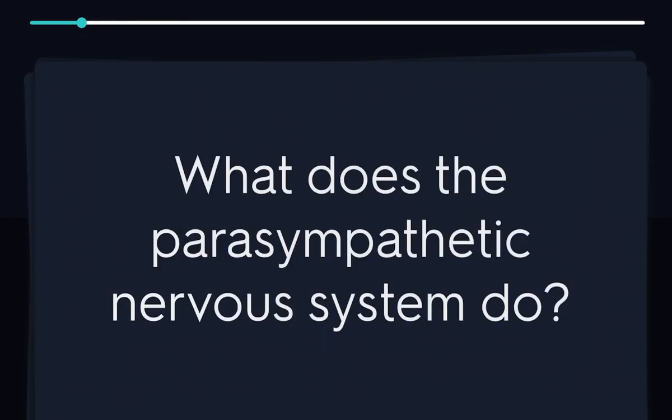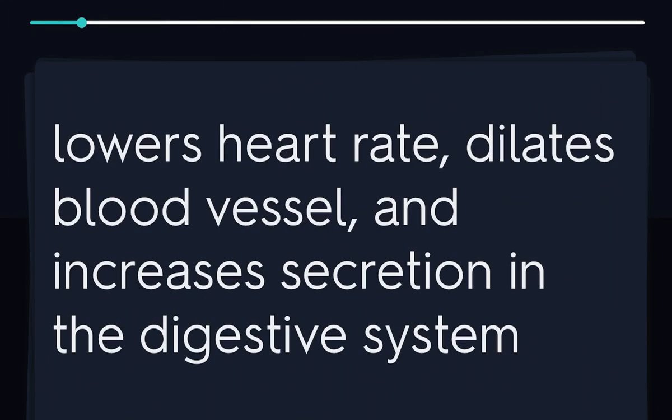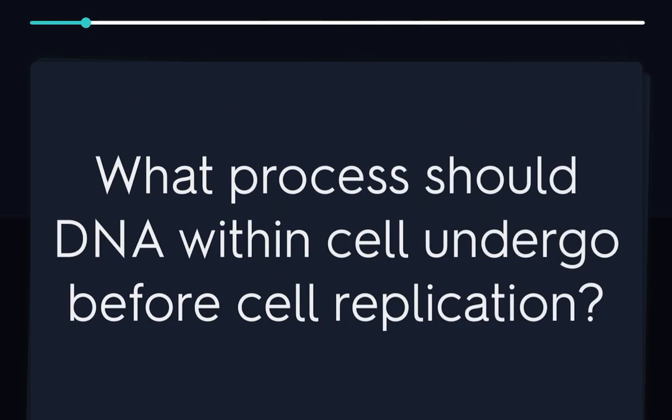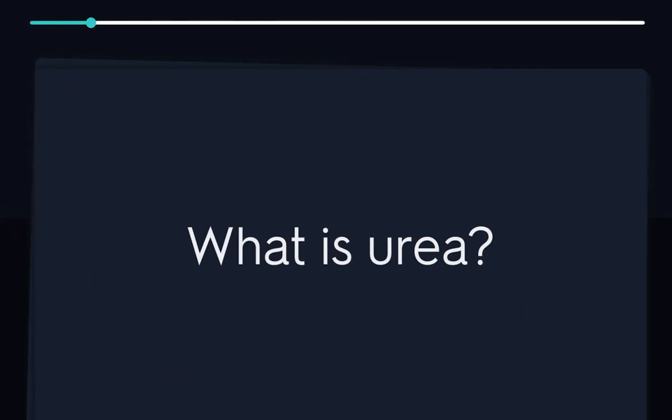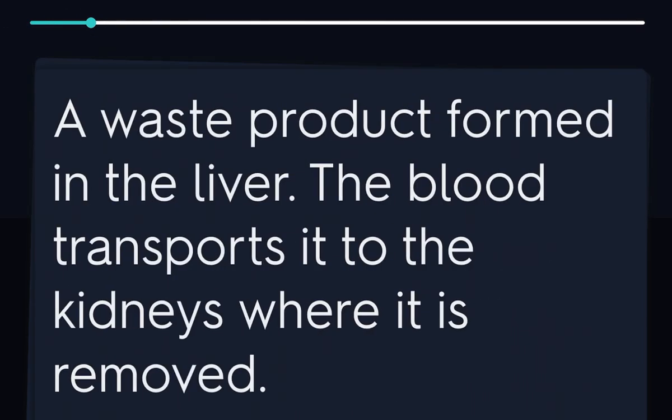What does the parasympathetic nervous system do? Lowers heart rate, dilates blood vessels, and increases secretion in the digestive system. What process should DNA within a cell undergo before cell replication? Replication, so daughter cells can have the same amount of DNA material after cell division. What is urea? A waste product formed in the liver. The blood transports it to the kidneys where it is removed.